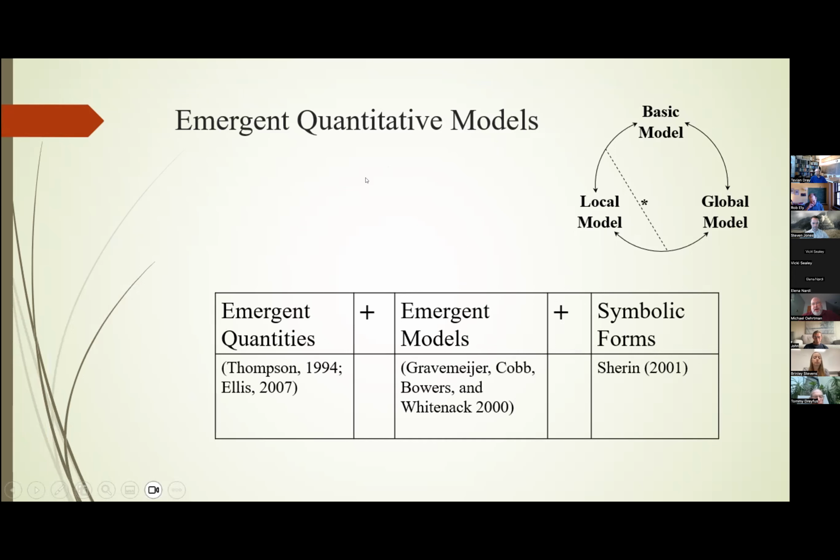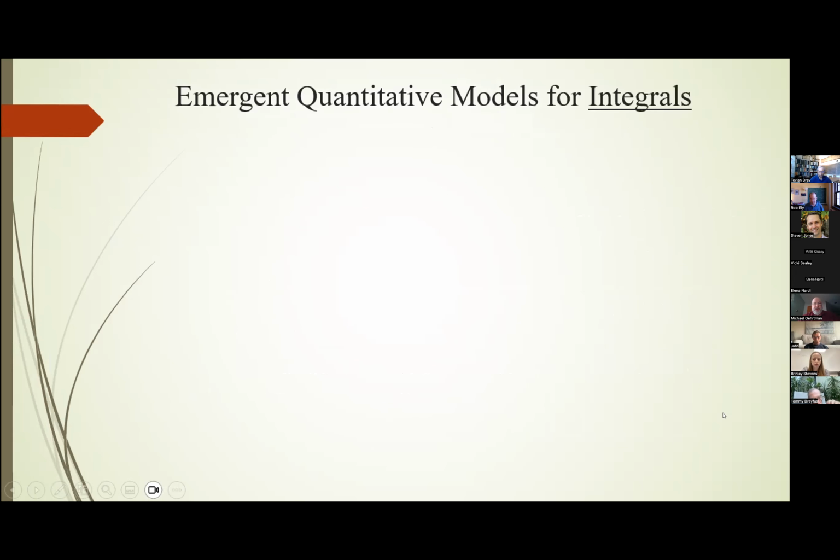drawing on the idea of emergent phenomena as represented, for example, in the work on quantitative reasoning and in RME with the emergent models heuristic, and also from Bruce Sharon's work on symbolic forms. The idea being that we're going to be talking a little bit about categories of meanings that we'll call local, basic, and global models, but primarily the ways in which these meanings develop are through complex interactions between those different things. And that's all kind of drawn from similar phenomena appearing in a lot of this prior work.